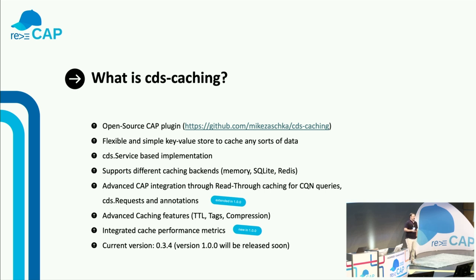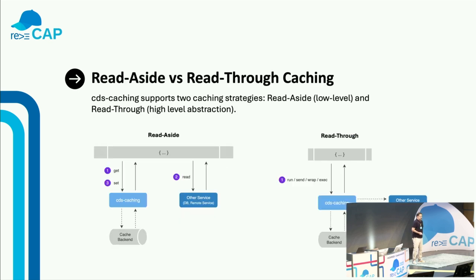What it is, it's a CDS service-based implementation, so we'll have another service inside of your CAP app. It's basically a simple key value store, but what I really tried to do is to attach it to the core principles of CAP. So it's easy to use, but it also has advanced CAP integration through a mechanism called read-through caching, and I'm going to show you what this means in a second. It also has advanced caching features like time-to-live support, so you can invalidate cache based on timings, tag support, and compression support. Version 1 basically introduces performance metrics, so you're also able to analyze what's going on inside of your cache to see if this is working out for you or not. And again, it will release soon.